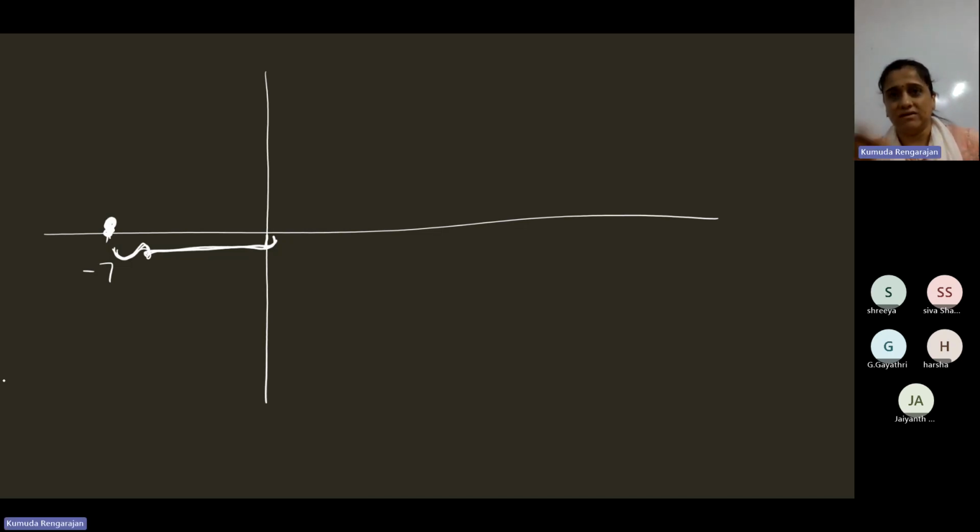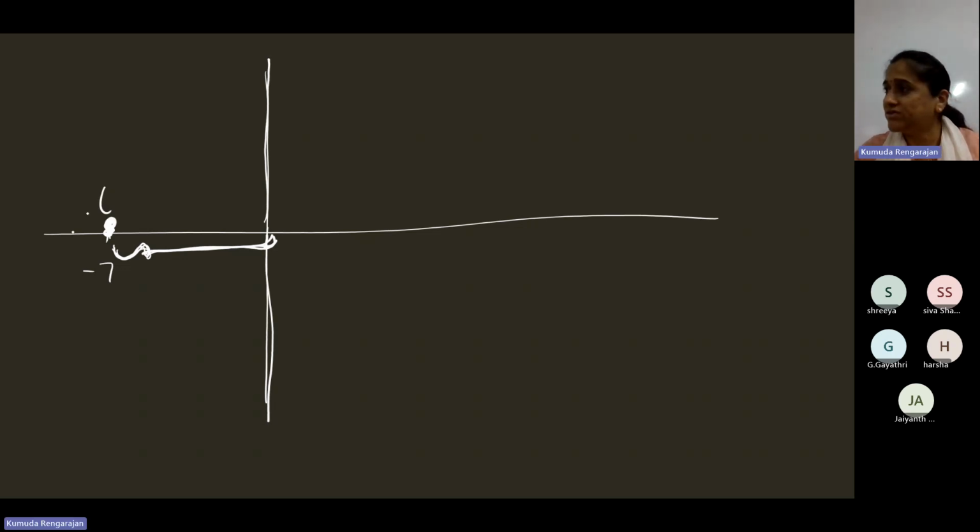On the right side, when we talk about the x-axis, it's positive 7. On the left side, negative 7. With respect to the y-axis, if it's above, positive. If it's below, negative. So the distance of this point from the y-axis is 7 units. But because the point is on the left side, we should write -7.